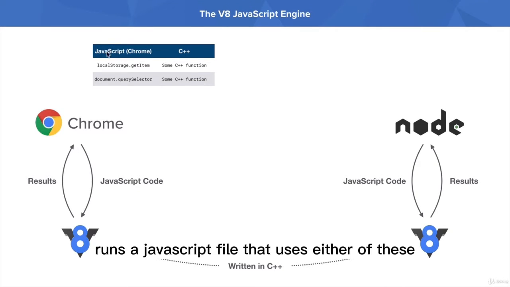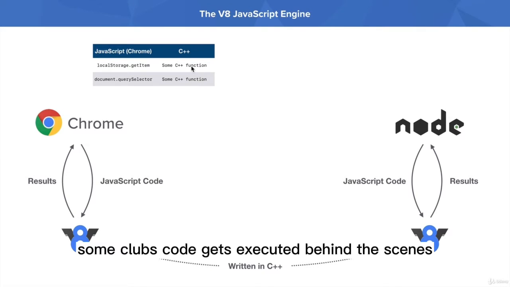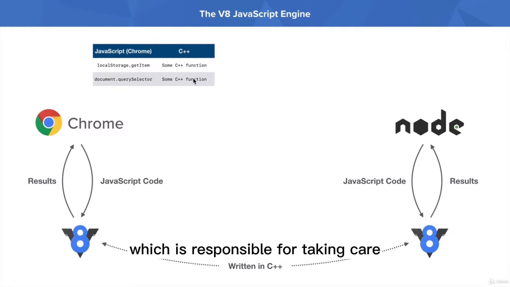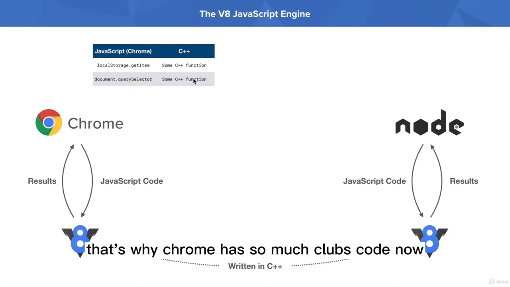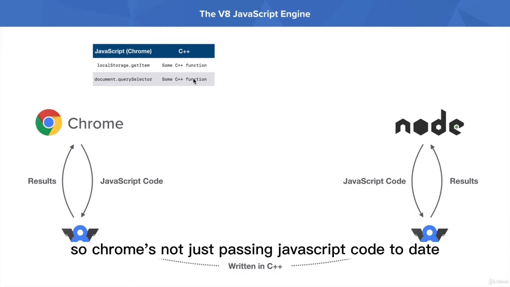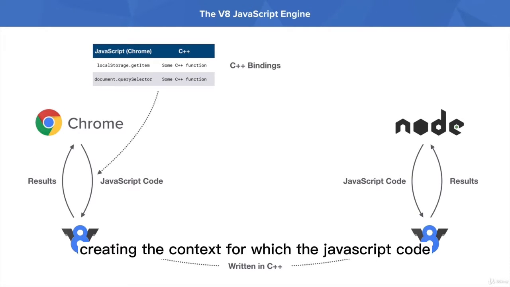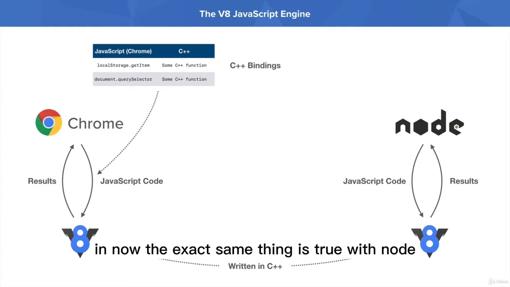When Chrome runs a JavaScript file that uses either of these, at the end of the day, some C++ code gets executed behind the scenes, which is responsible for taking care of the functionality. That's why Chrome has so much C++ code. Now, Chrome needs to tell V8 what to do when these methods are called, so Chrome's not just passing JavaScript code to V8, it is also passing down these C++ bindings, creating the context in which the JavaScript code should be executed. Now, the exact same thing is true with Node.js.